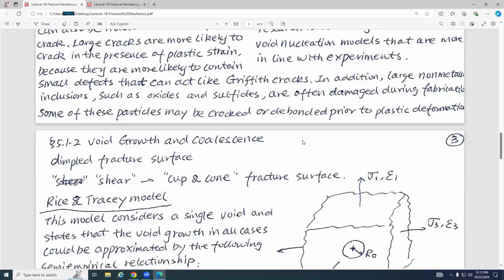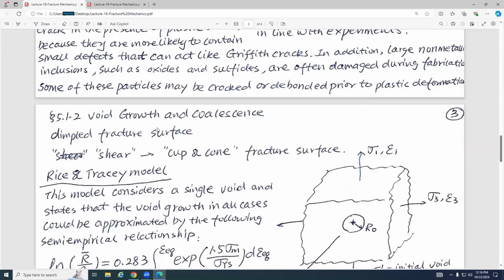And yesterday we talked about ductile fracture, and we have talked about several models: the continuum model and one dislocation model. And today we talk about void growth and coalescence. So this is how to model this void growth and coalescence.